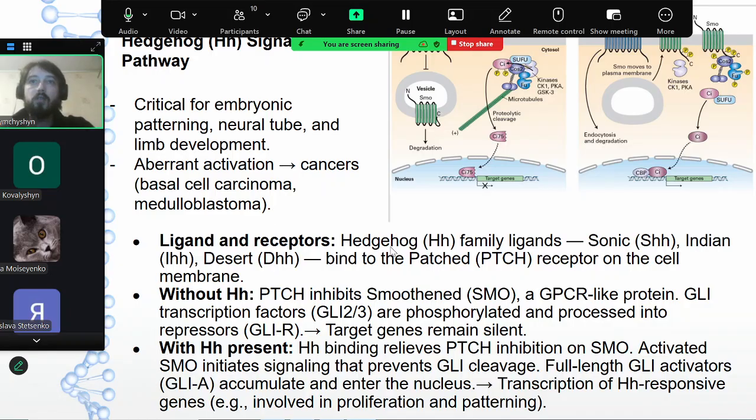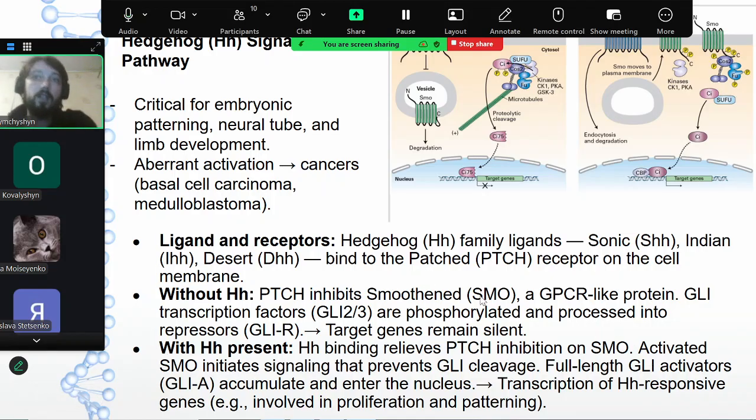So here you see, so ligands are Hedgehog family ligands. So Sonic SHH, Indian IHH, Desert DHH, they bind to the Patched receptor on the cell membrane that inhibits SMO, a GPCR-like protein, and GLI transcription factors are phosphorylated and processed into repressors. So target genes remain silent. And when HH is present, HH binding relieves PTCH inhibition on SMO.